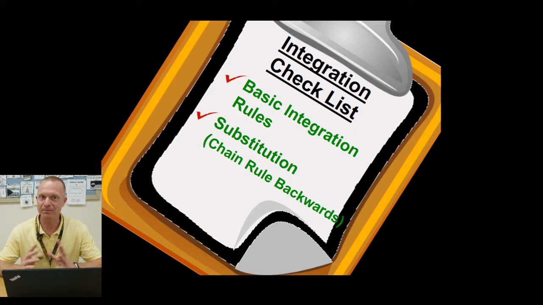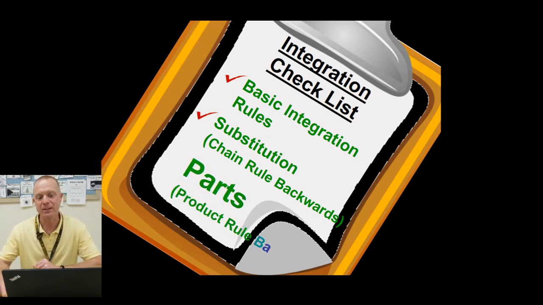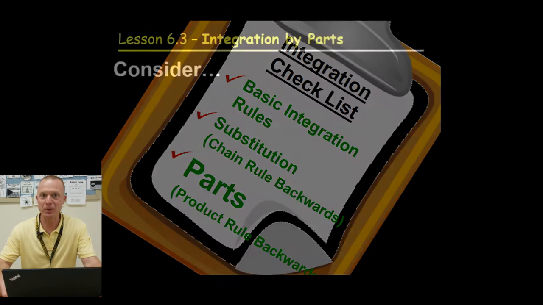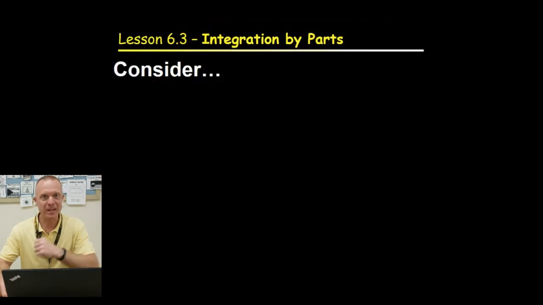There are some other functions where we seem to not have a connection, but there still should be a way to integrate, and there is. It's using something known as parts, which is actually the product rule backwards. Now, if we're going to do the product rule backwards, maybe we should do the product rule forwards. So you want to take a look at the derivative of uv. Remember how we learned how to do the product rule?